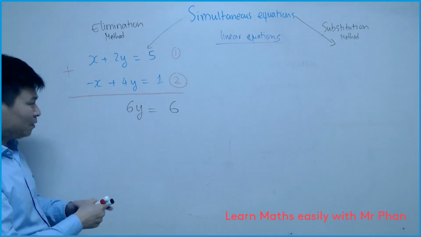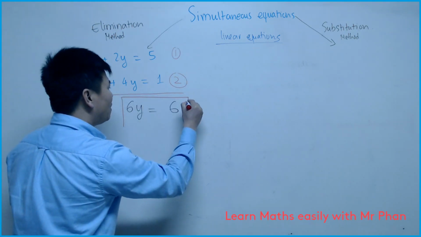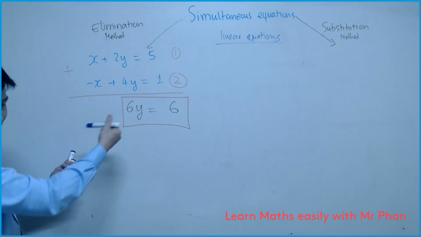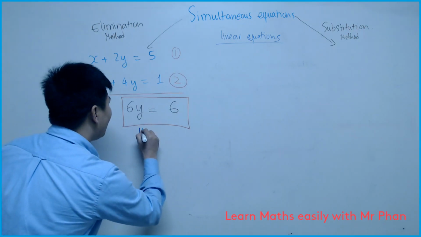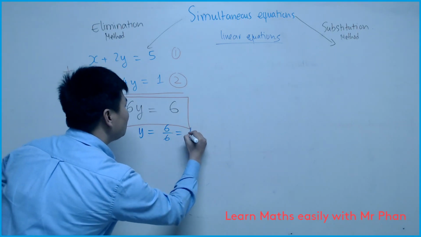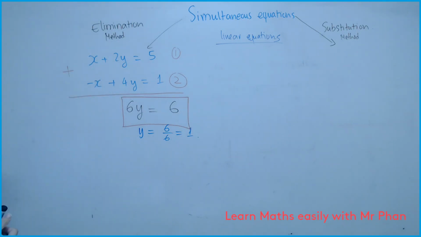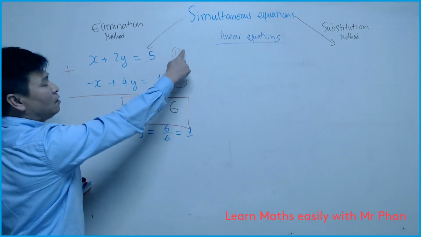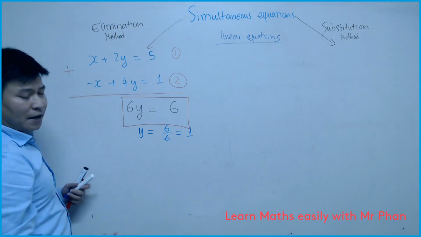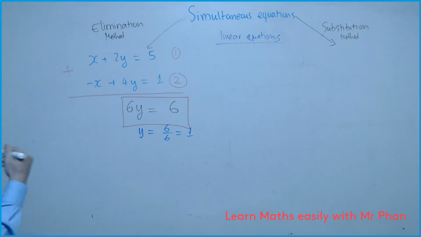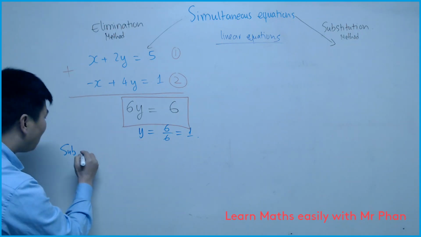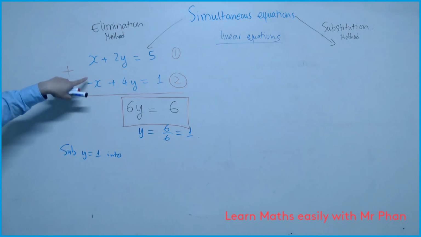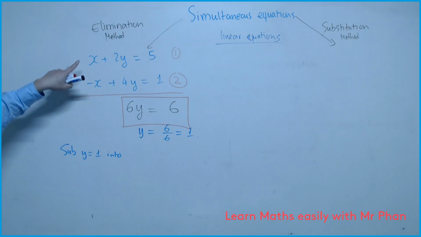I just solve normally after that. So that's my one equation here. Now my job is to solve for y. For y, I divide by 6, so y equals 6 divided by 6, which gives me 1. After I get y, I can substitute y into either the first equation or the second equation to find x. So now I do that. I substitute y equals 1 into the first one, because I think that's easier for me.